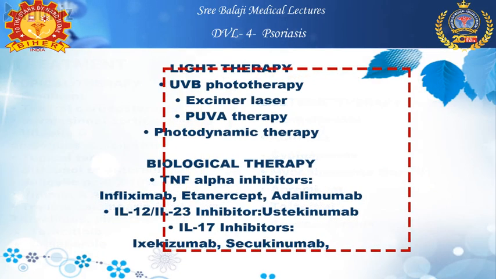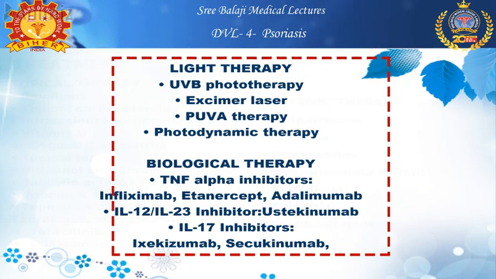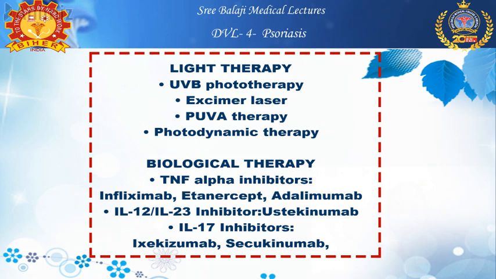Other treatment options in psoriasis include light therapy in the form of narrowband ultraviolet B phototherapy, psoralen plus ultraviolet A therapy, excimer laser, and photodynamic therapy. Newer treatment options include biologicals in the form of TNF alpha inhibitors like infliximab, etanercept, and adalimumab, interleukin 17 inhibitors like secukinumab and ixekizumab, and interleukin 12 and interleukin 23 inhibitor like ustekinumab.